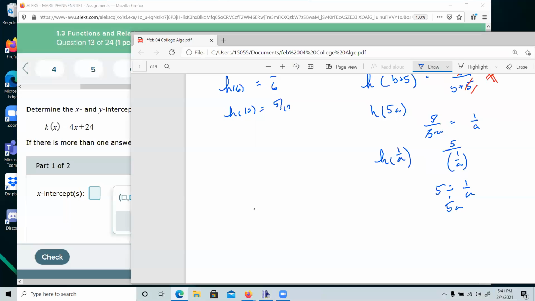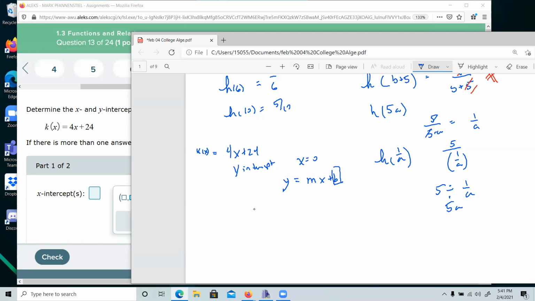All right, x and y intercepts. That's always a good one to do. 4x plus 24 equals k of x. So x and y intercepts. The y-intercept is when x is equal to 0. If you have trouble remembering that, you've been tormented with this thing for years, maybe years and years ago, but you've still been tormented with this for a long time.